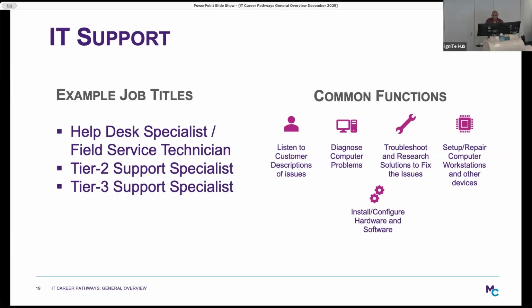So IT support, common functions: listen to customer descriptions of issues, diagnose computer problems, troubleshoot and research solutions to fix these issues, set up and repair computer workstations and other devices, install and configure hardware and software. This area basically covers it: if you have ever called the help desk, you have talked to an IT support person. As a matter of fact, the help desk specialist is considered the entry-level job in IT. A lot of people started as help desk specialists. Usually you have tier 1, tier 2, and tier 3. A help desk specialist is considered IT support tier 1, or level 1.